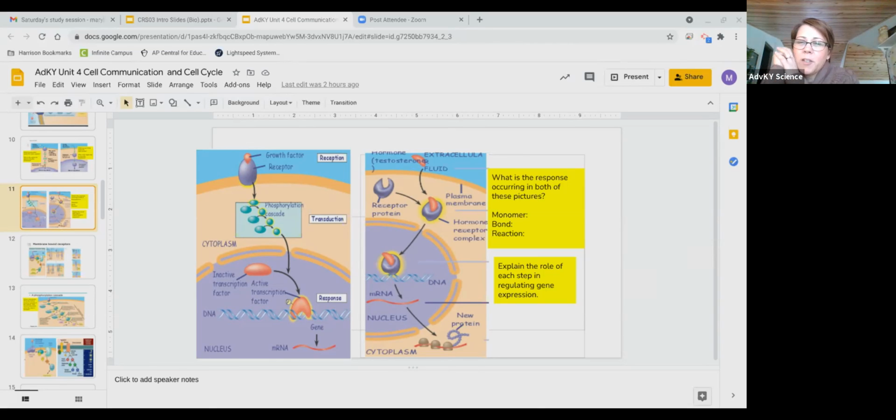Okay, I've got one answer. Anybody else want to try it out? How would you explain reception? How would you explain this step right here?